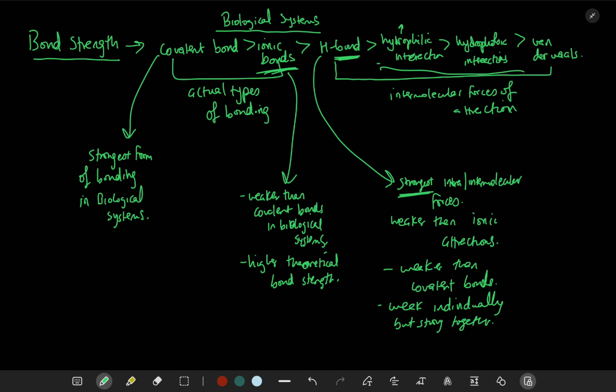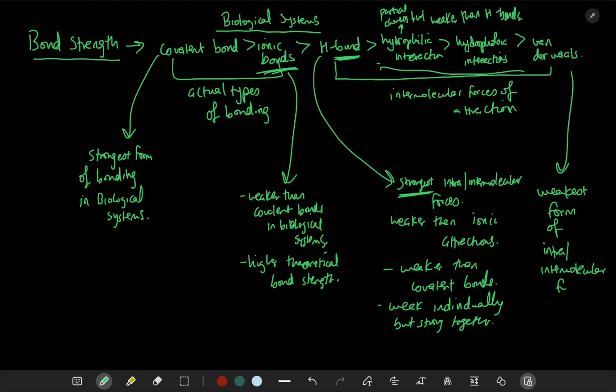Now we have hydrophobic interactions. So let's write some stuff about hydrophilic, what we just discussed. We still have partial charges, but weaker than H bonds. Now hydrophobic interactions are weaker still. And then we have van der Waals forces. Van der Waals forces are the weakest form of intra or intermolecular forces.